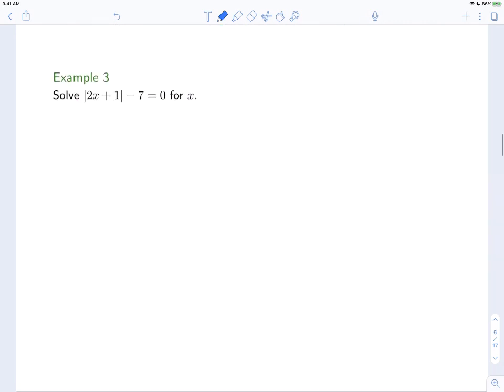Let's look at an example. Here we're looking at the absolute value of the quantity 2x plus 1, and then from that absolute value we're subtracting 7 and saying that that must be equal to 0. So we want to solve this for x. In this particular case, this 2x plus 1 is what I was calling f of x before.